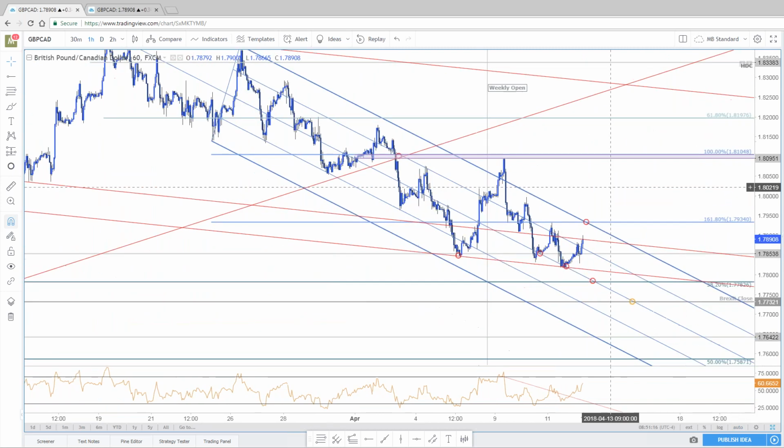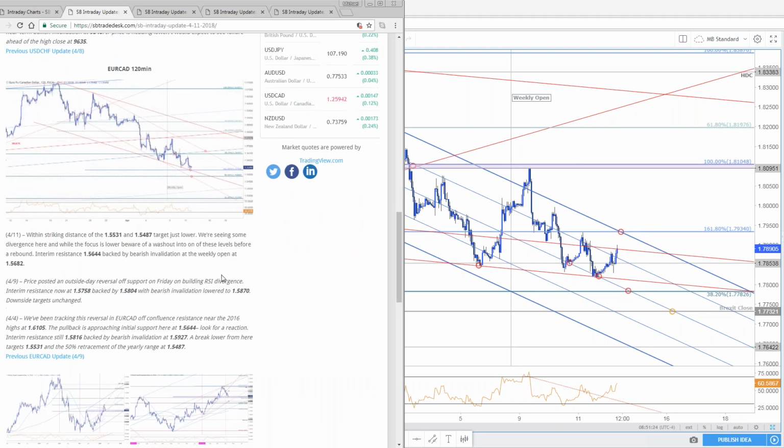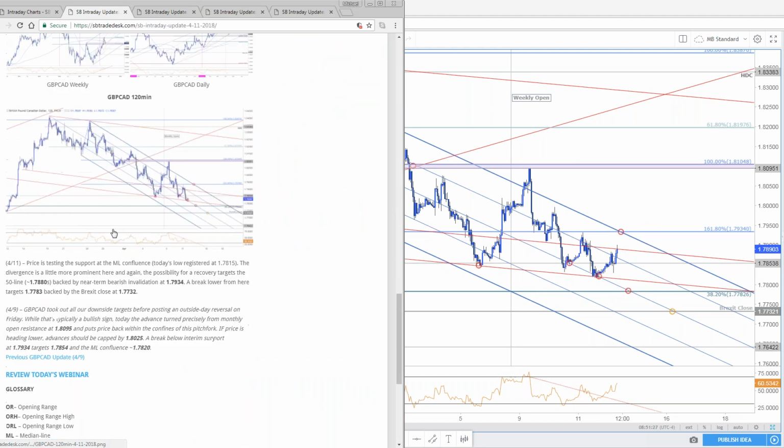Same slope. Remember the break that we talked about earlier this week? False break, pulled us right back. Took out those last final targets before, where's your, right here.